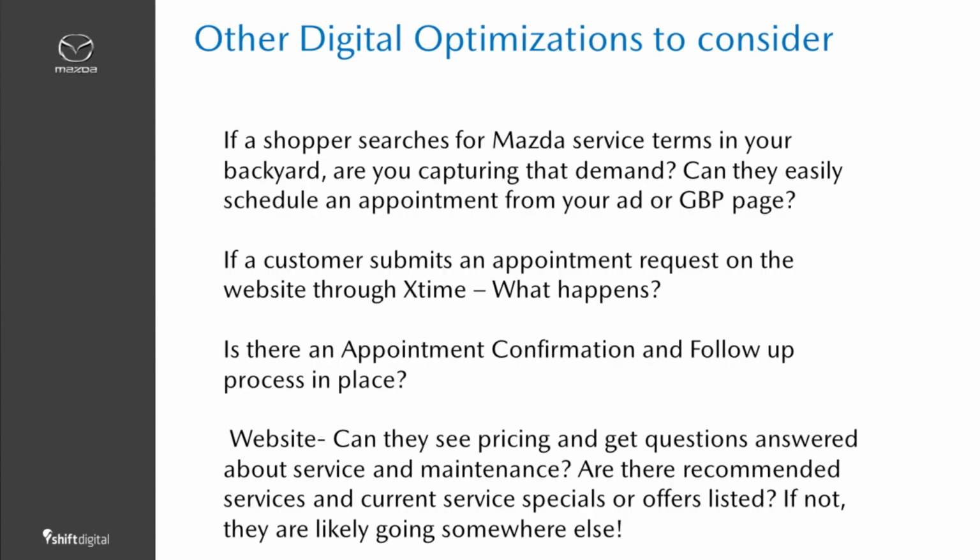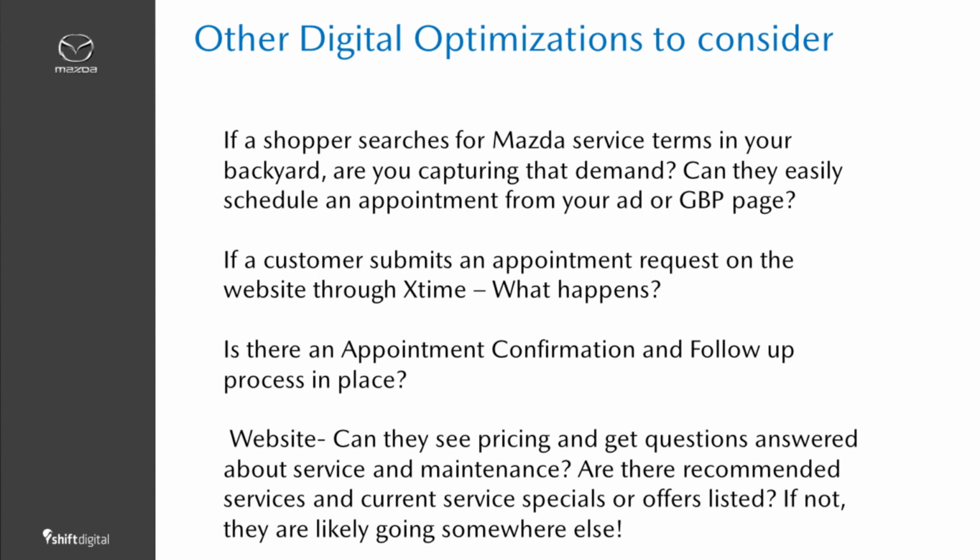Lastly, let's take a look at some other digital optimizations that you should strongly consider. For example, if a customer is searching for a Mazda service term or Mazda 5 oil change in your backyard, are you showing up for that search? Can the customer easily schedule an appointment from your ad or your Google business page? You should do a mystery shop of your X-Time scheduler. If you submit a request for an appointment and have some questions, what happens? Is there an appointment confirmation and follow-up process in place?